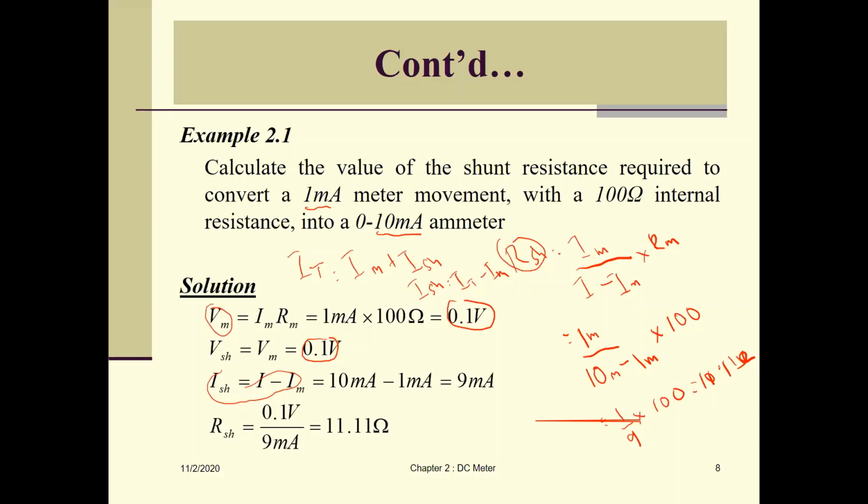At the end, using Ohm's law, V equals IR, to calculate R equals V over I. So you get 0.1 divided by 9 milliampere, and the shunt resistance is 11.11 ohms. That is how to calculate it. You can go straightforward using the formula to calculate R shunt, or you can solve using this one, which comes from derivation.